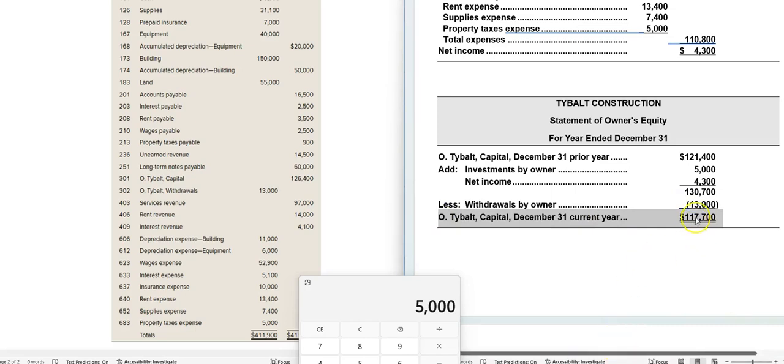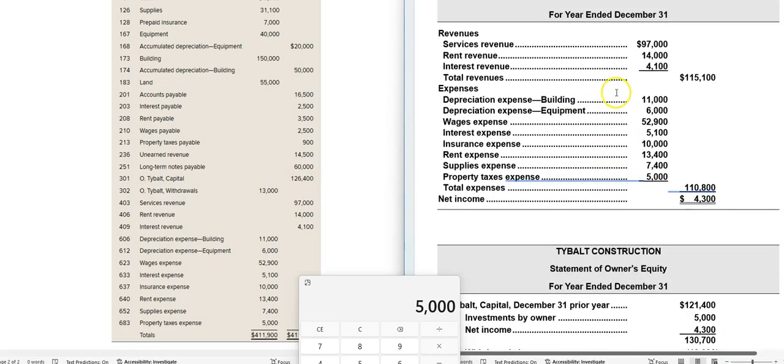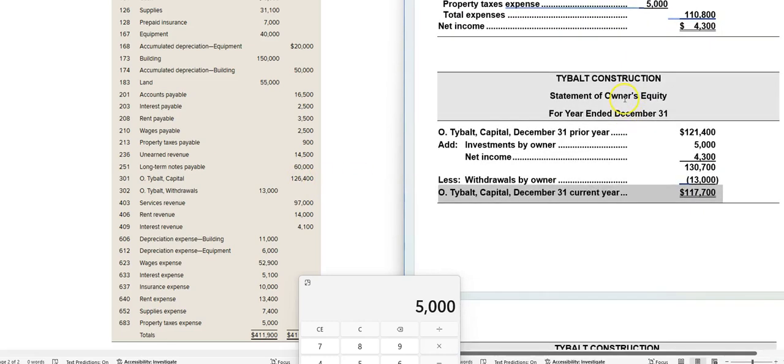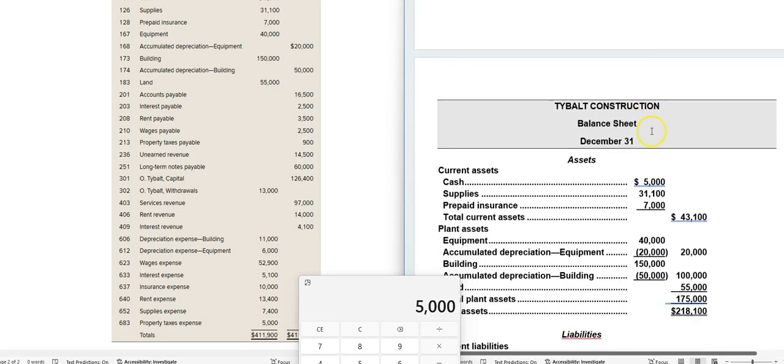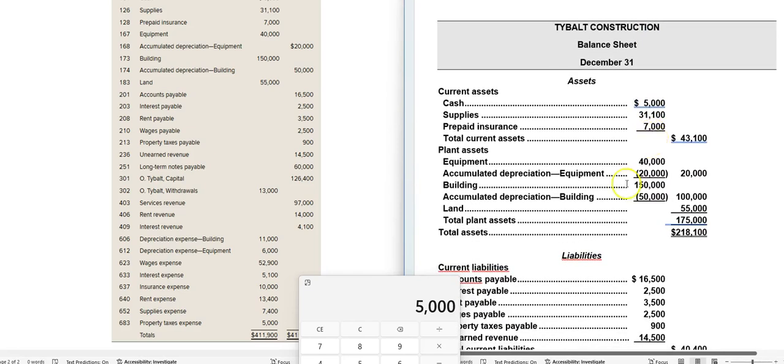Hey, this does not agree with what I'm reporting here for owner's capital in the general ledger, because currently all of the other things that affected owner's equity are recorded in different equity accounts. Okay, so that's why this number doesn't agree with the capital in the general ledger yet. All right, so we've reported profits. We've reported the effect of the transactions on the owner's equity for the year. Now let's prepare the classified balance sheet.